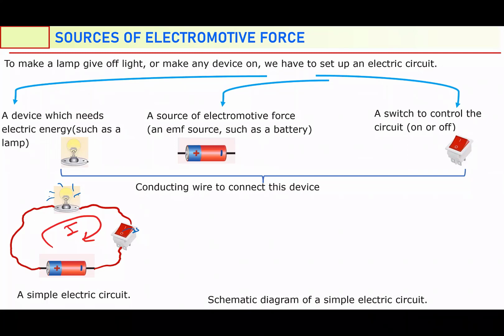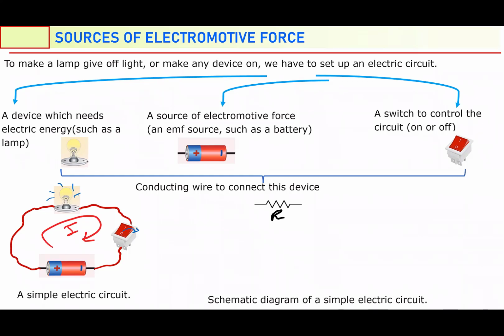But in an electric circuit, you cannot always draw a battery, a lamp, or a switch. Instead, you use diagrams, which are called a schematic diagram of a simple electric circuit. What does schematic diagram mean? The lamp has a symbol like this. This is the symbol of a lamp, which is represented by R.